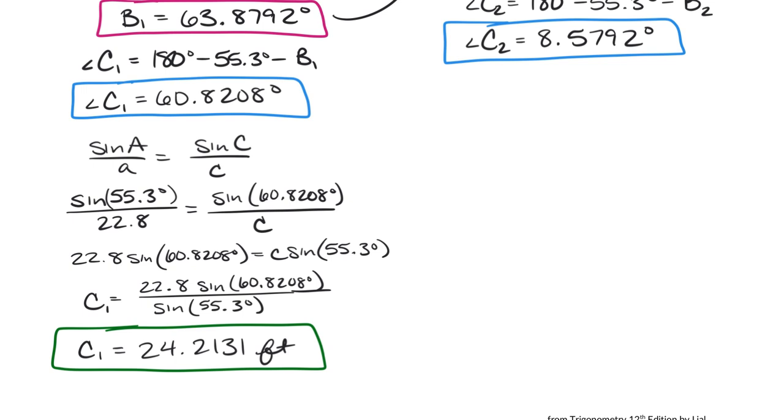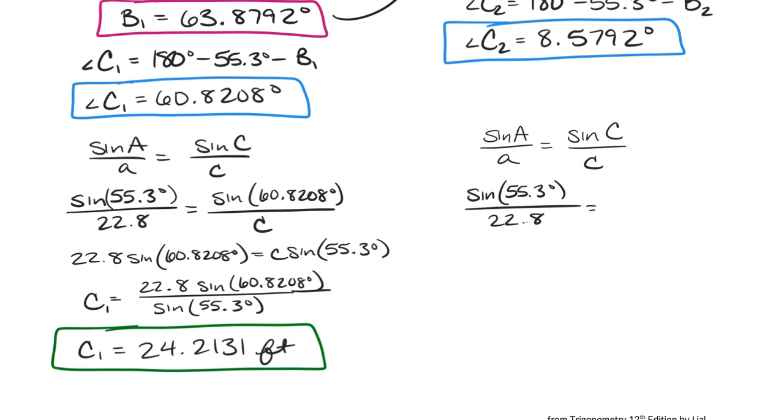So we put the same number as sine of A and little a and then sine C, but it's little c. Correct, because A and little a did not change. They were given in the problem. So we're still doing sine of 55.3 degrees over 22.8. This time it's just equal to the new version of sine of big C, 8.5792 divided by little c.